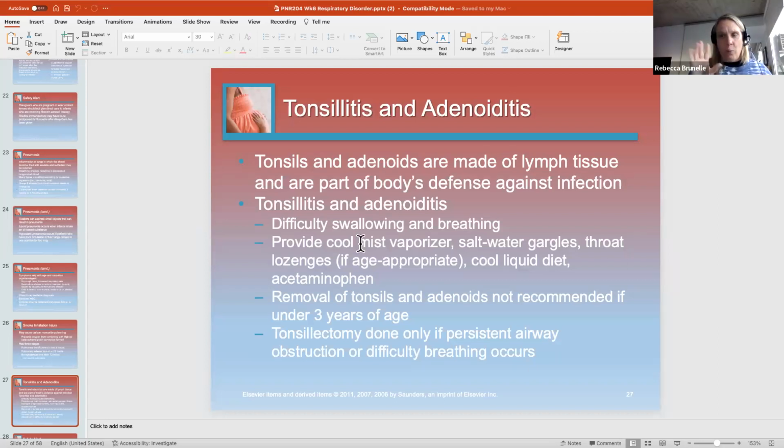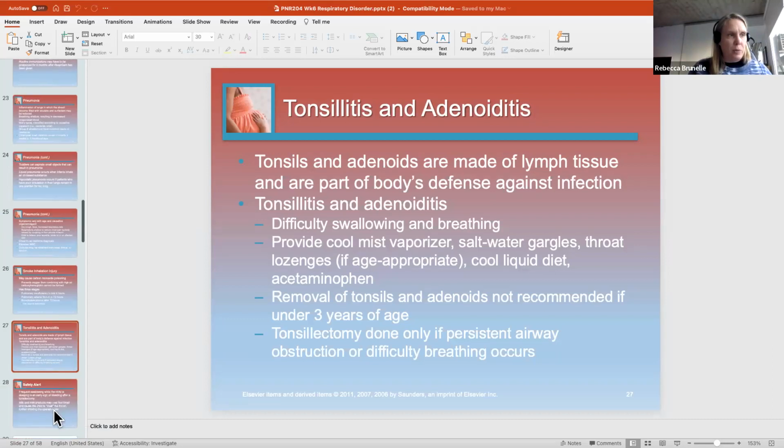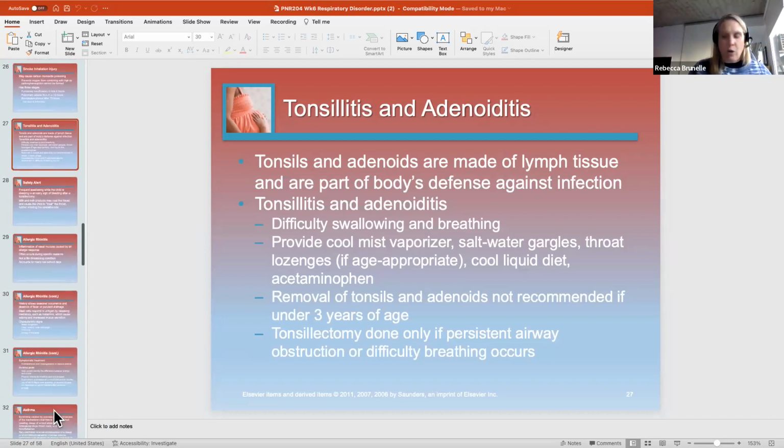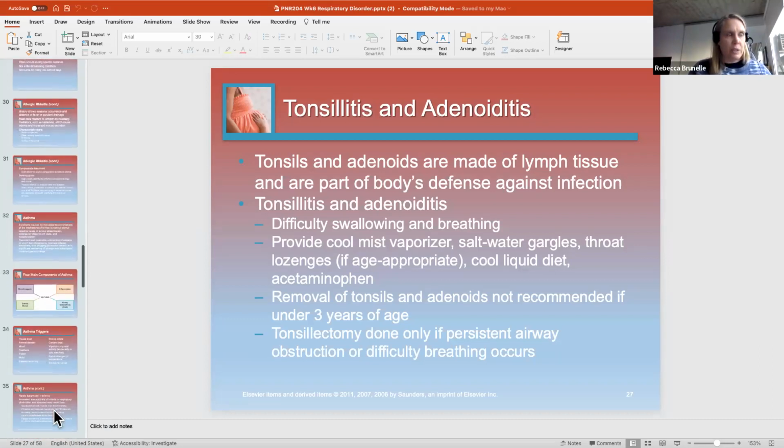But a common thing to ask on tests is that something you really need to monitor for is swallowing after surgery, because that can be an indication of postoperative bleeding. And then the last thing that we're really going to talk about in the respiratory section before we do a quick review of the cardiac stuff is cystic fibrosis.